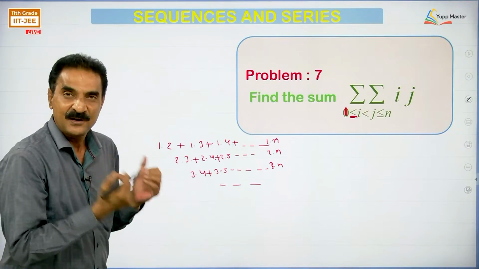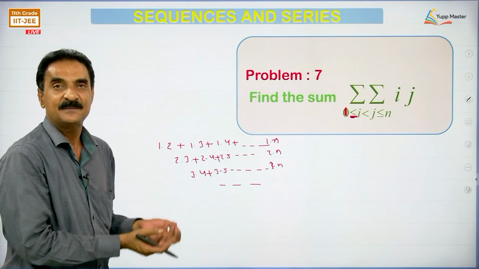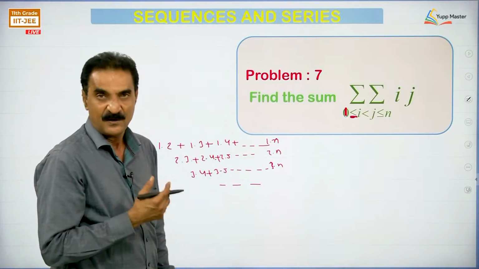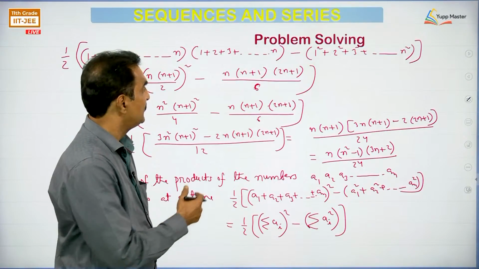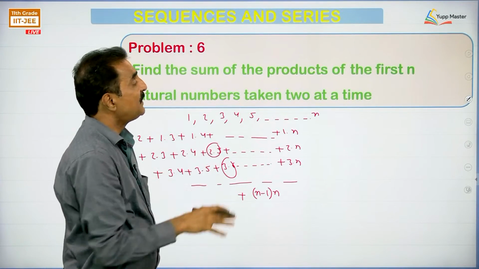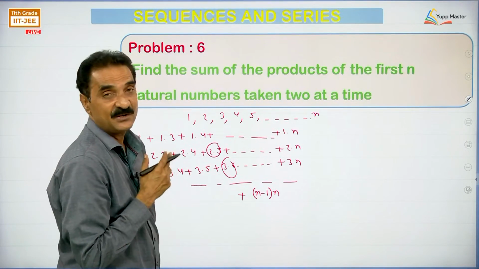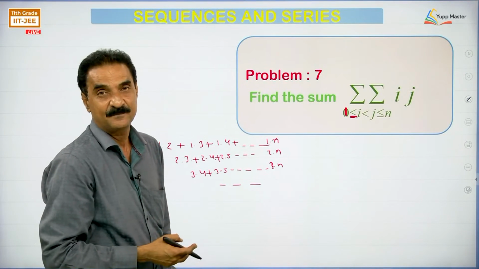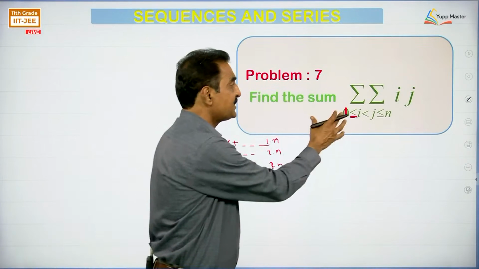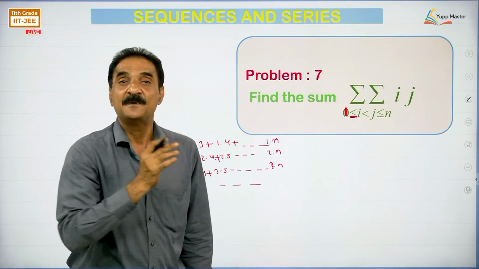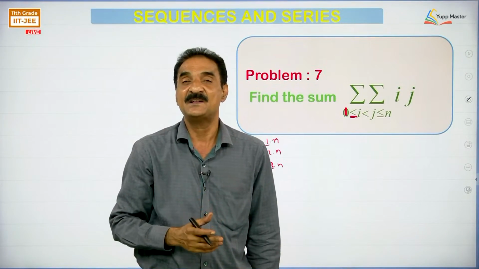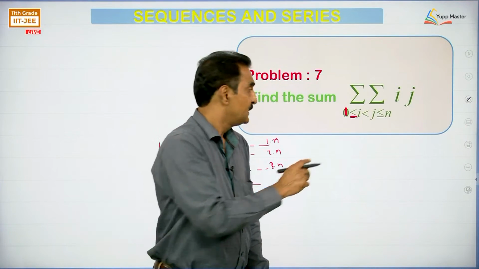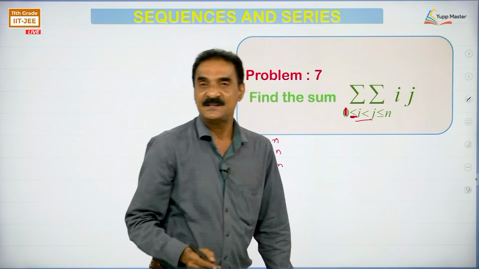Now you should realize that this is nothing but the previous question. In the previous question, the question was asked in words. What is the question? Find the sum of the products of the first n natural numbers taken two at a time. But here the same is asked in notation. So in notation, this represents the sum of the products of the first n natural numbers taken two at a time.